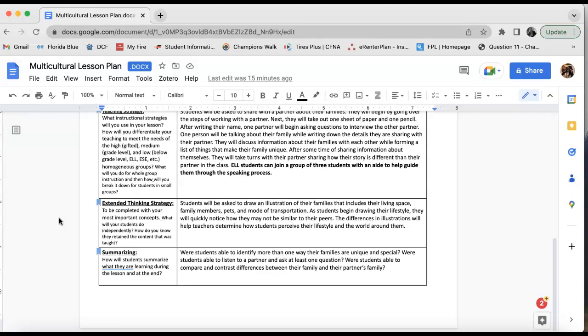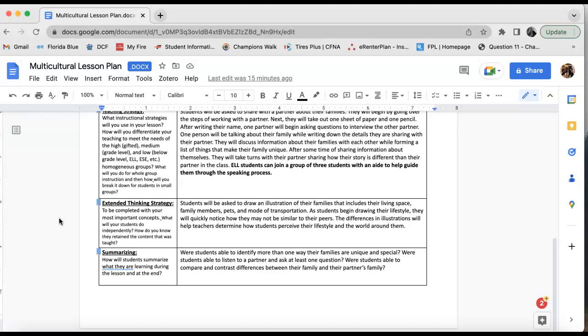How to summarize for this lesson, teachers will ask themselves if students were able to identify more than one way their families were unique and special, and be able to tell if students could listen to their partner as well as ask at least one question or make one statement regarding their partner's family and lifestyle. Teachers will also examine if students were able to compare and contrast the differences between their family culture and another person's family culture.